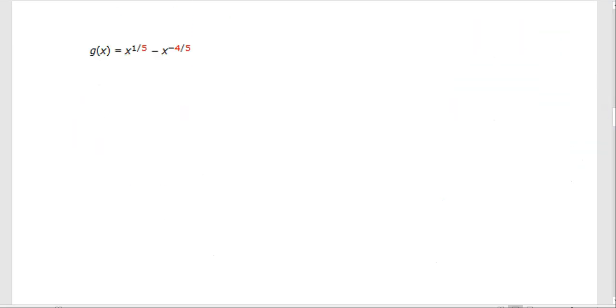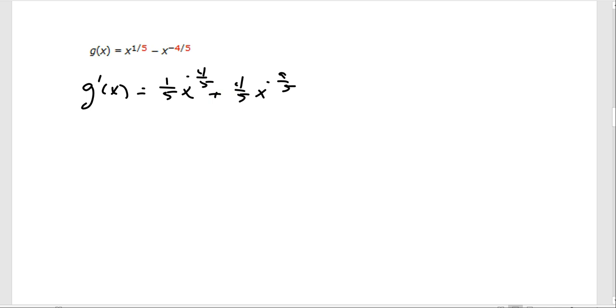Got a couple other oddball ones. I was just thinking you might not have seen some of these, so we'll do a few more. Okay, how to solve this one? First off, we've got to get our derivative, right? So that's going to be 1/5 x to the -4/5 plus 4/5 x to the -9/5.